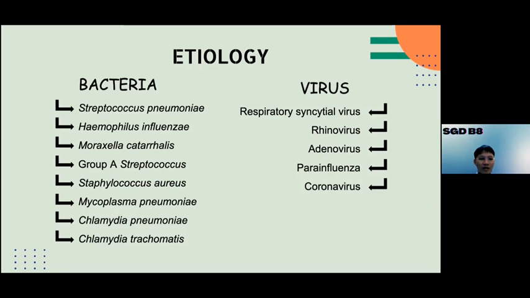Acute otitis media is often linked to viruses that cause upper respiratory tract infections such as respiratory syncytial virus, rhinovirus, adenovirus, parainfluenza, and coronavirus. The risk factors of acute otitis media: host-related or environmental factors are the key factors that affect the risk of otitis media development. The nasopharynx and eustachian tube are where these factors interact the most.